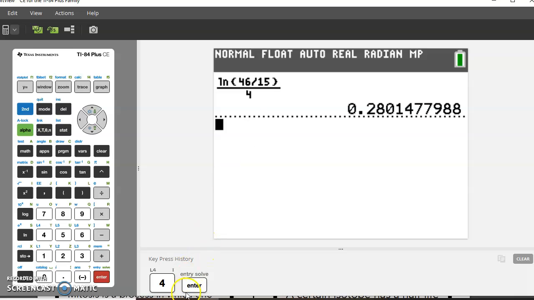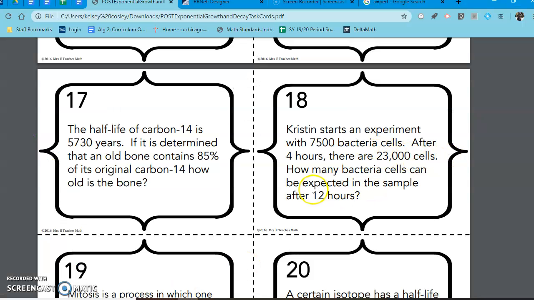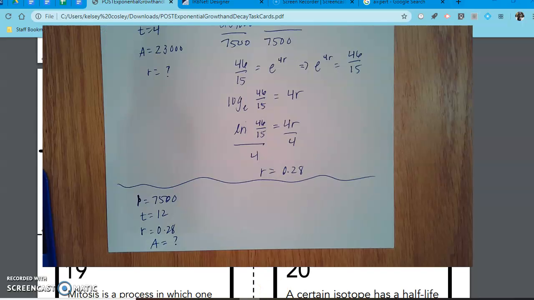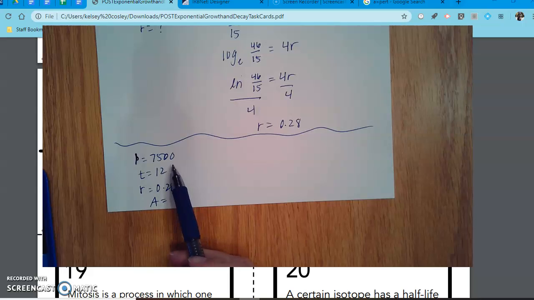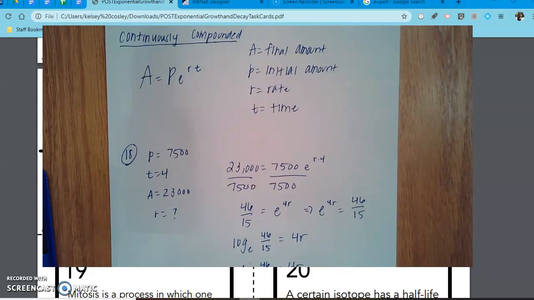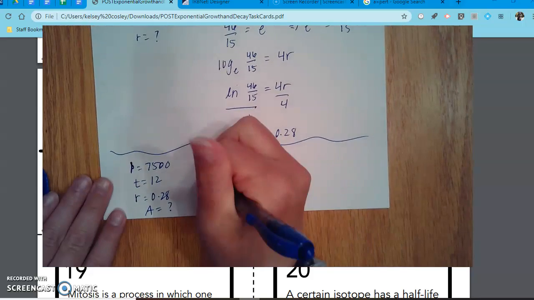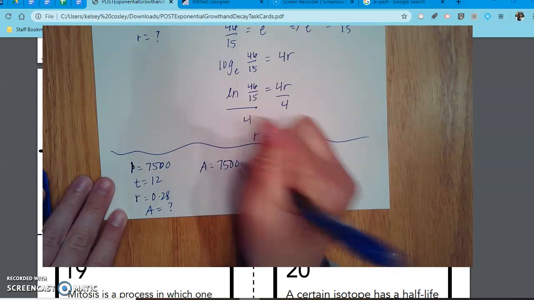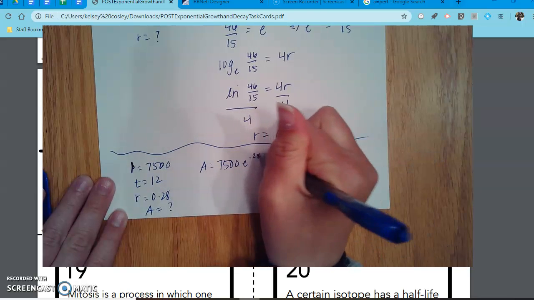Okay, so that only helped me with the first part of that equation. I now need to look at the bottom part. If we were to start with our amount of 7,500, I know my time is going to be 12 hours, and I now know my rate of 0.28. I'm trying to figure out how many cells we would have after that time. So if I go back to my equation, here's my new one. P is 7,500, my time is 12, my R is 0.28. I'm going to plug it back into this exact same equation and solve. I'm going to say A is equal to 7,500 E to the 0.28 times 12.